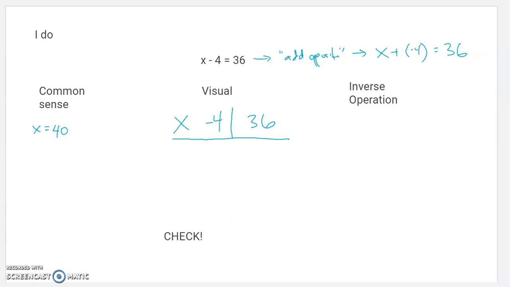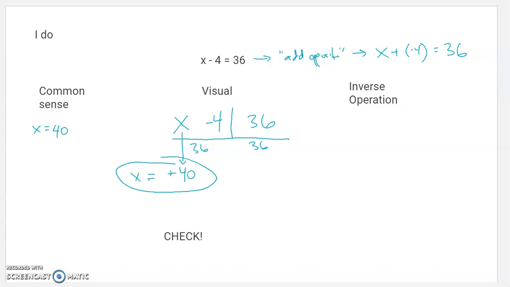So now my goal is to figure out what that x has to be for there to be 36 on both sides. The number I would combine with negative 4 to get 36 is positive 40. Positive 40 and negative 4, put those together, you get positive 36. So x equals positive 40, which matches what we knew it would. So that's the trick with the drawing strategy.